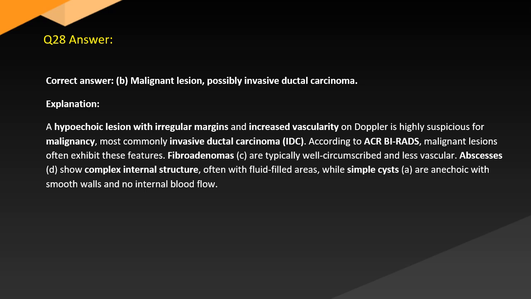Fibroadenomas (C) are typically well circumscribed and less vascular. Abscesses (D) show complex internal structure, often with fluid-filled areas, while simple cysts (A) are anechoic with smooth walls and no internal blood flow.